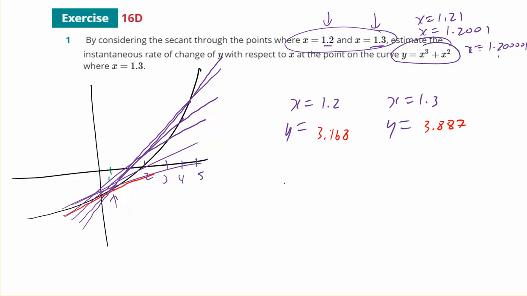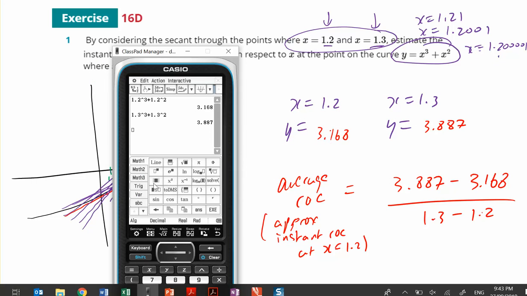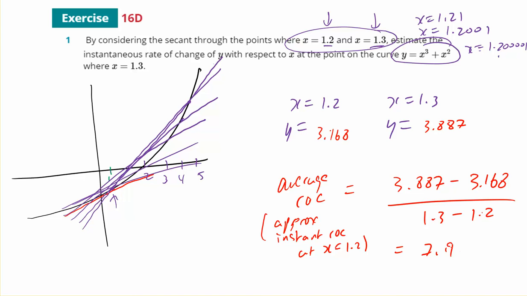So my average rate of change, which approximates the instantaneous rate of change at x equals 1.2, would be y2 minus y1 over x2 minus x1. So I'm just going to use the calculator. Let's see what we get. Using the fraction: 3.887 minus 3.168, divided by 1.3 minus 1.2. That gives 7.19. So 7.19 would be my approximation of the instantaneous rate of change at x equals 1.2. It's not going to be exactly the rate of change at x equals 1.2, but it's an estimate. Just think about that. So hopefully that helps.